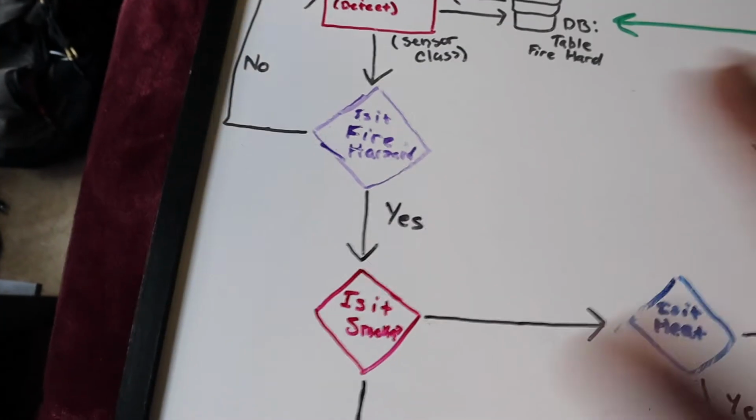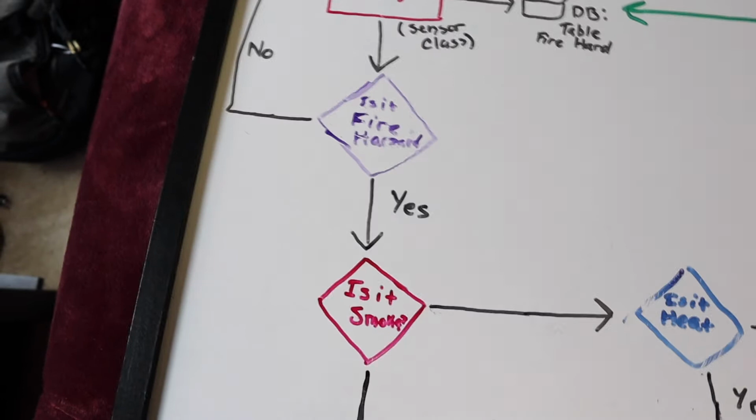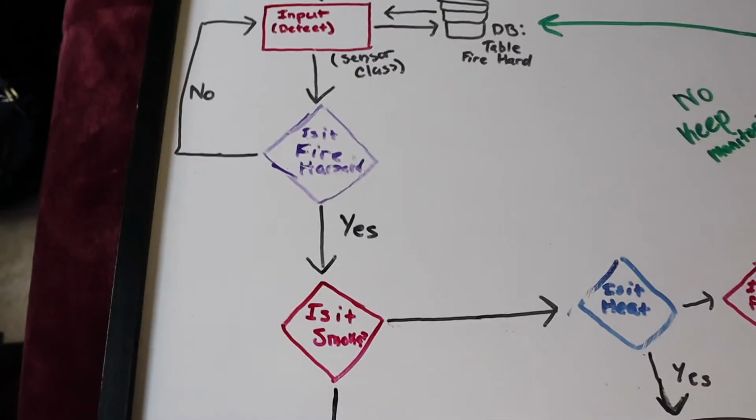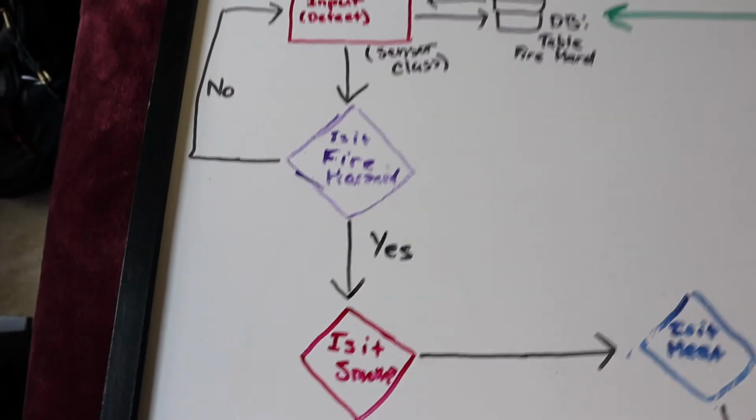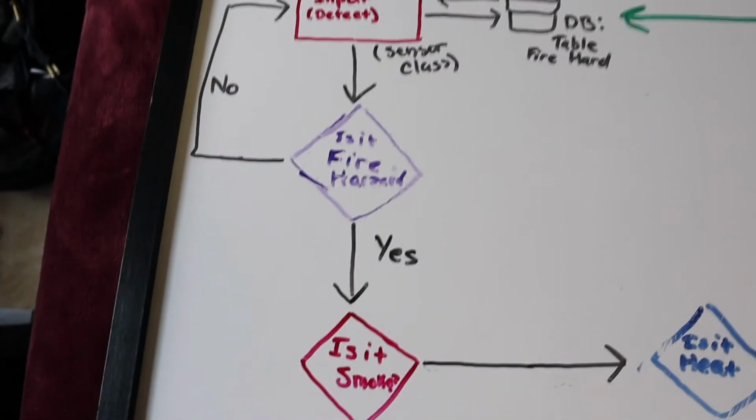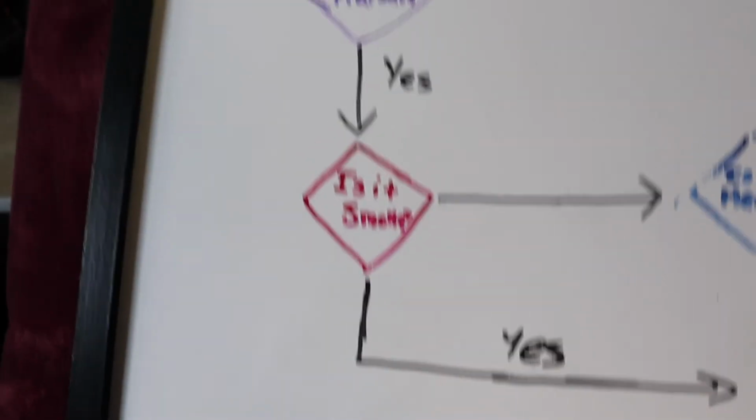Based on my case study here. Now, anytime you see a diamond on the flow chart, that means the system has to make a decision. For example, smoke is coming in. Is this a fire hazard? Yes. Then move on to step 2.